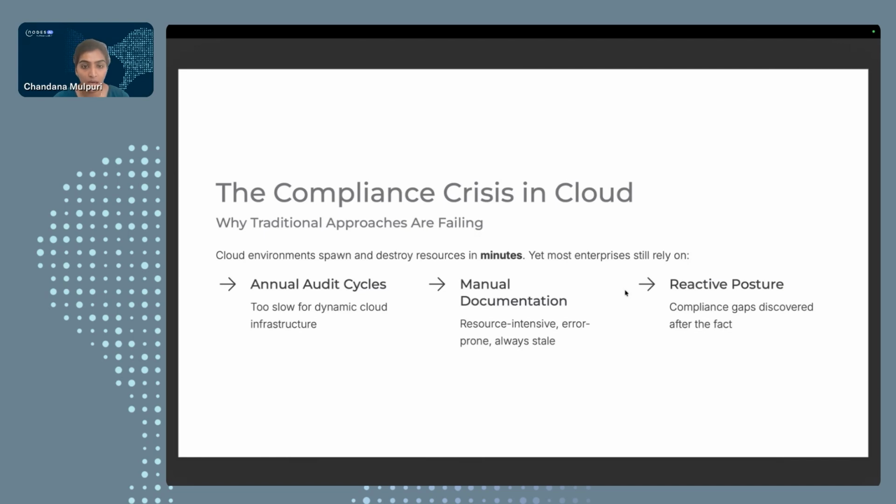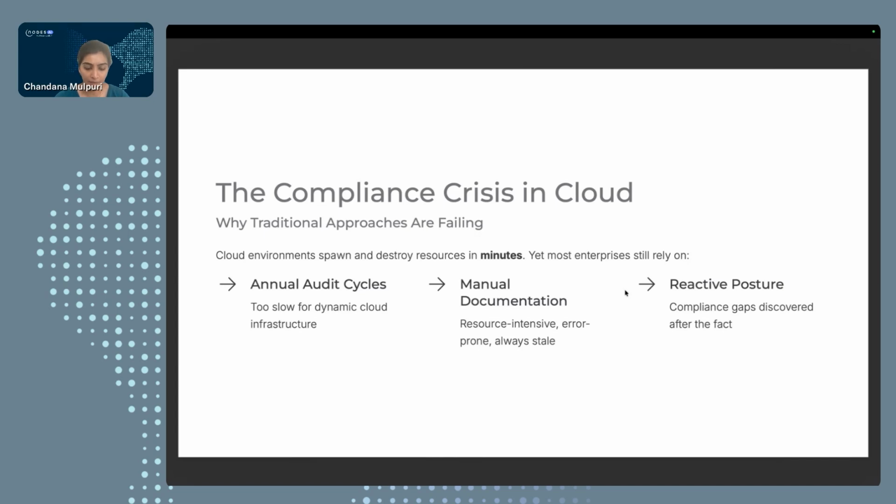And we were also doing manual documentation, which is resource intensive. We have to have a lot of team members working on manual documentation whenever it is necessary, and this is also prone to errors. Whenever a team member leaves or whenever we had to do some knowledge transfers, it was very difficult for us and it was always stale. Then there is the reactive posture: compliance gaps are discovered after the fact, whenever we are going through an audit or whenever some risk is brought to us.